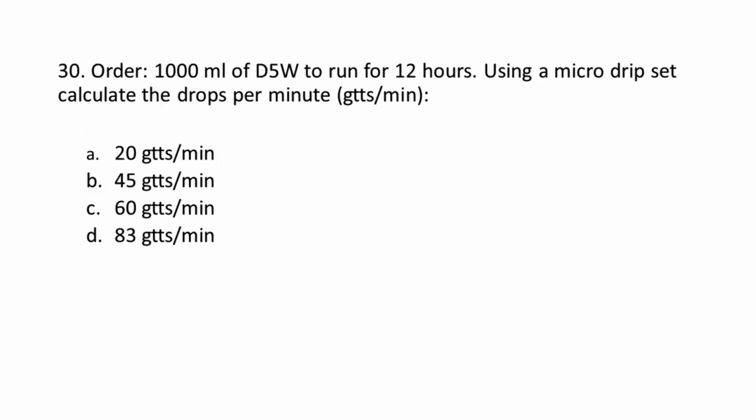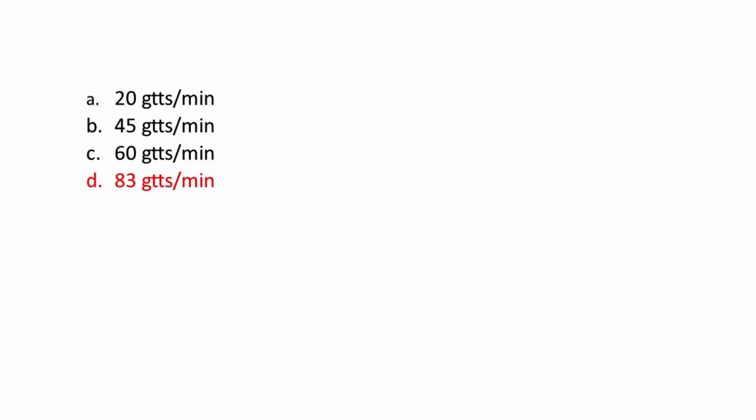30. Order: 1,000 milliliters of D5W to run for 12 hours. Using a microdrip set, calculate the drops per minute, gtts/min. A. 20 gtts per minute. B. 45 gtts per minute. C. 60 gtts per minute. D. 83 gtts per minute. The answer is D. 83 gtts per minute.